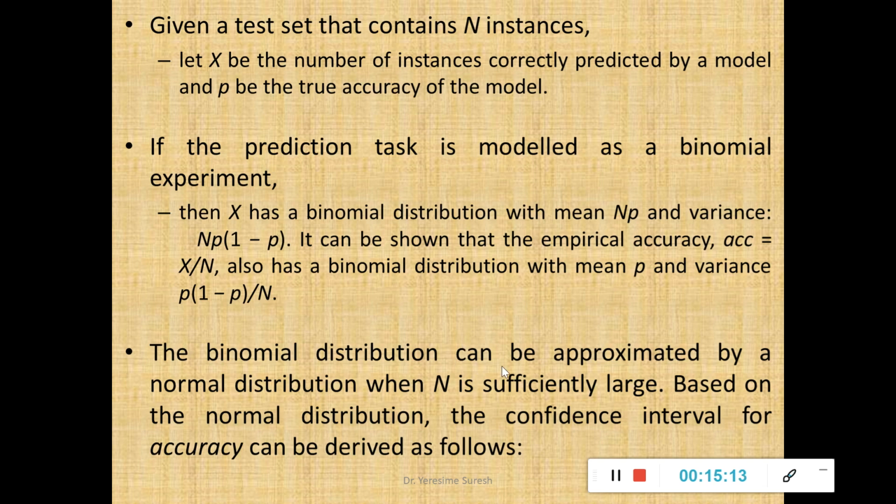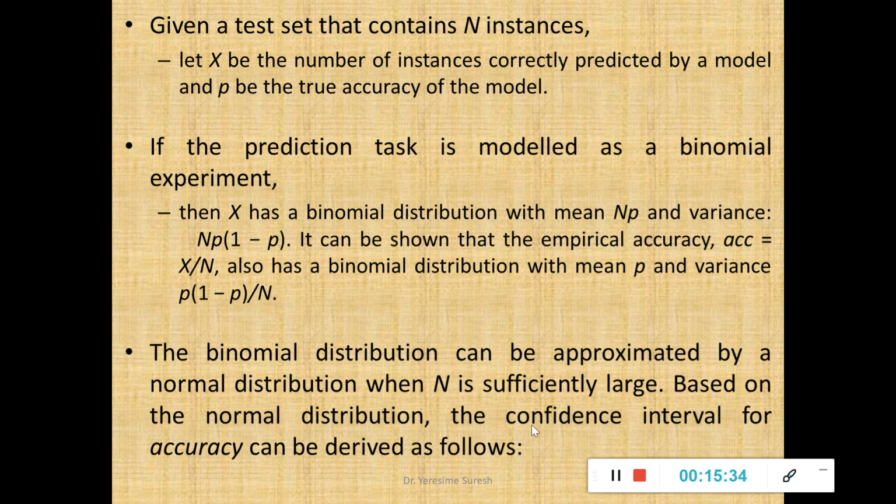The binomial distribution can be approximated by a normal distribution when n is sufficiently large. That means the number of instances in a given record must be greater than 30. Only then will I be able to apply the binomial distribution, else I will not be able to apply it. So what is the alternative method available? We'll see in a later class.